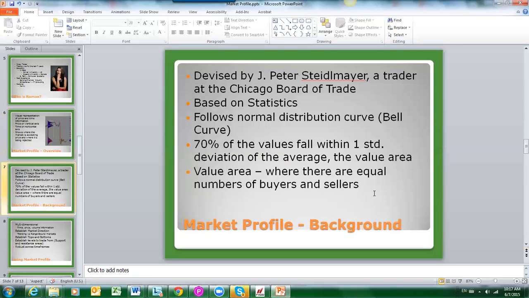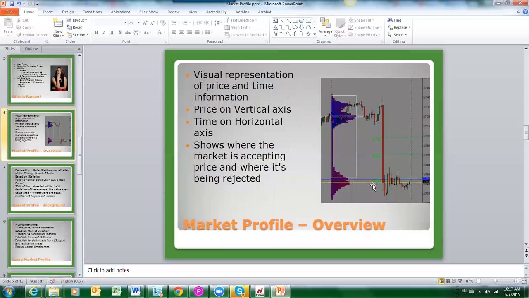And then value area is where there are an equal number of buyers and sellers. So essentially, the value area is the peak where price spends the most time. And the reason the price is spending that much time in that area is because there are equal numbers of buyers and sellers coming into the market.